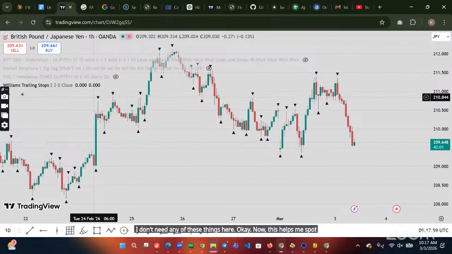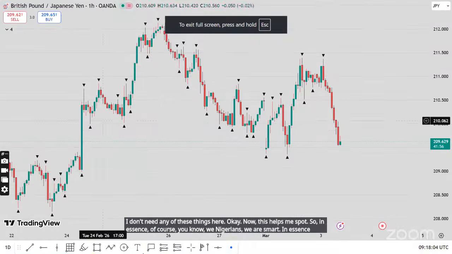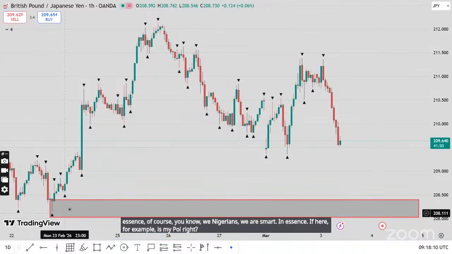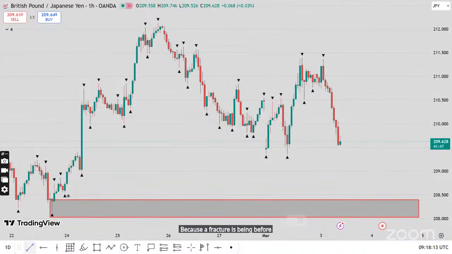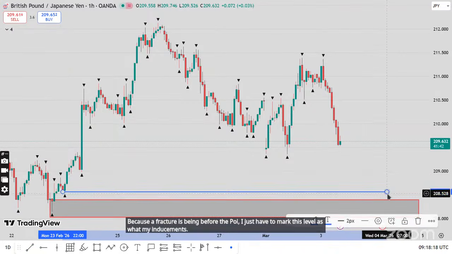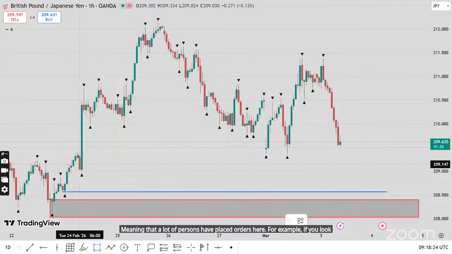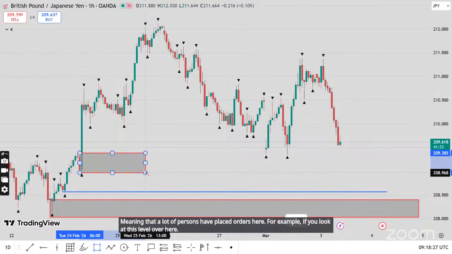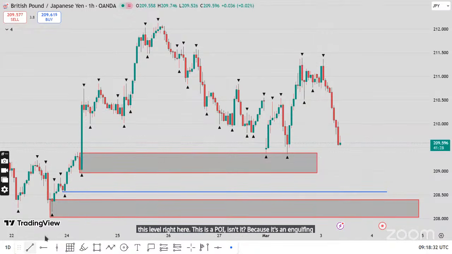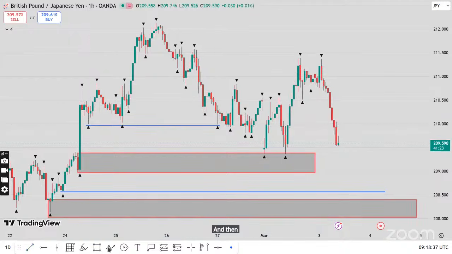So, in essence, of course, we Nigerians are smart. In essence, if here, for example, is my POI, right? Because a fractal is before the POI, I just have to mark this level as my inducement. Meaning that a lot of persons have placed orders here. For example, if you look at this level over here, this is a POI, isn't it? Because it's an engulfing. But notice the inducements. These are all inducements. And then we have retraced inducement.